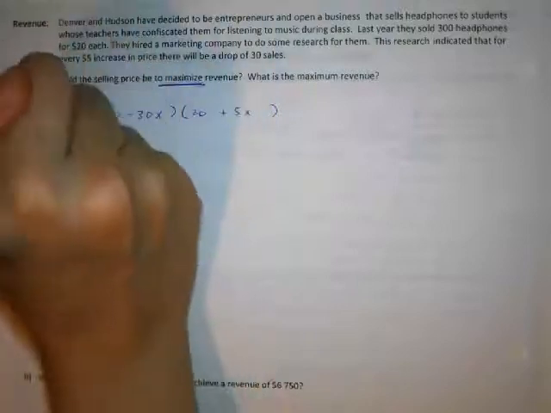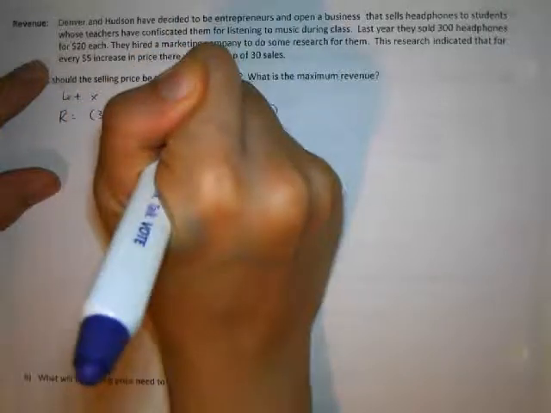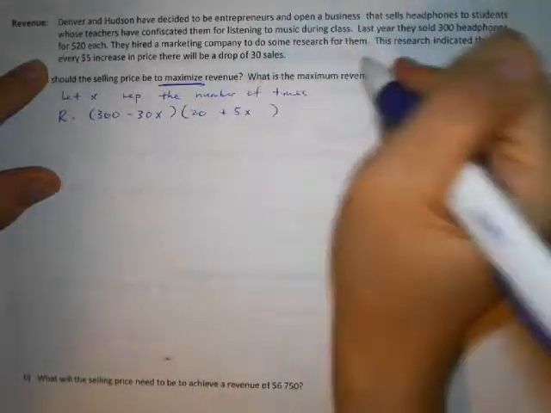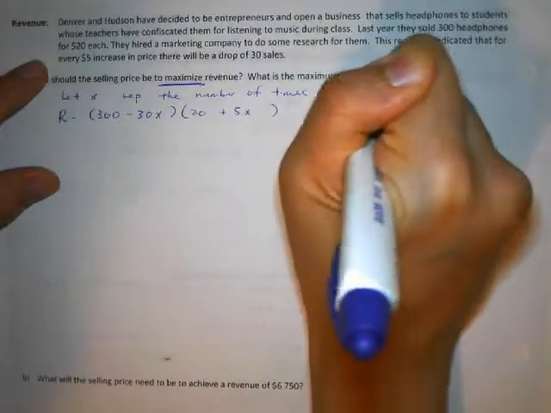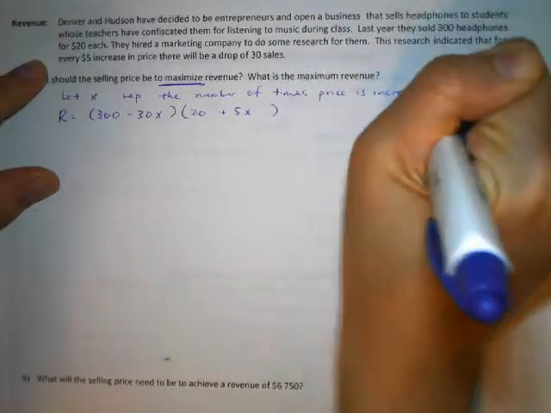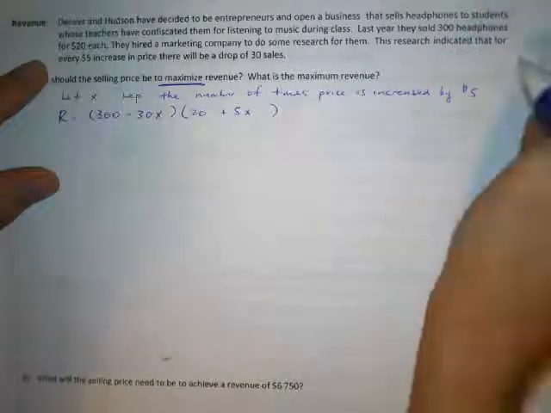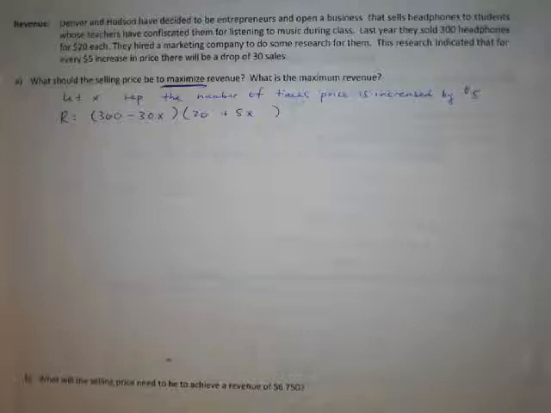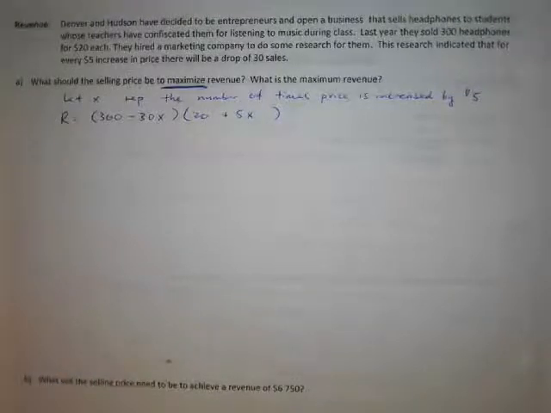Make sure you write your let statement. I'll let x represent the number of times the price increased by $5. It's the same way we set up before, the same way to find the maximum revenue. So we set the equation, now we FOIL to get the standard form, and then we're going to complete the square to get it to vertex form.